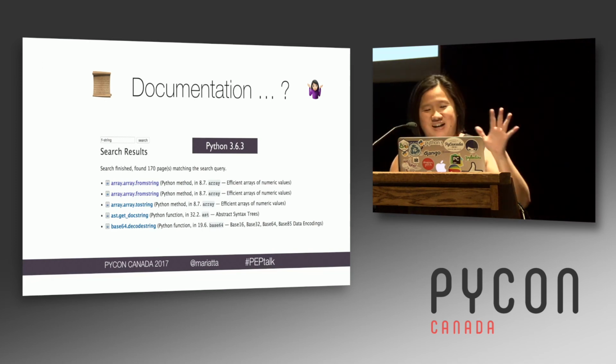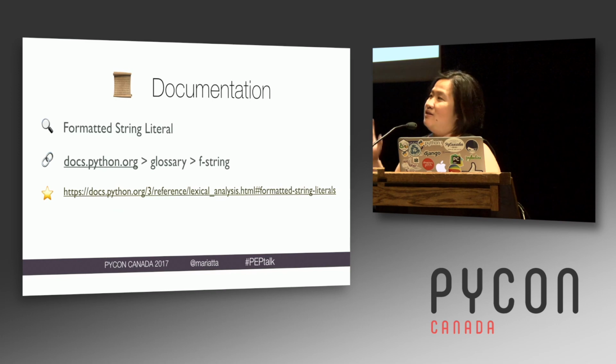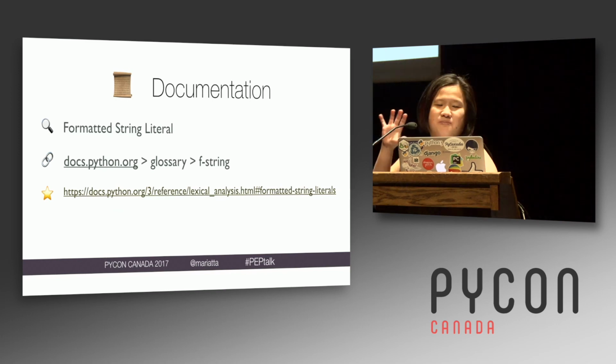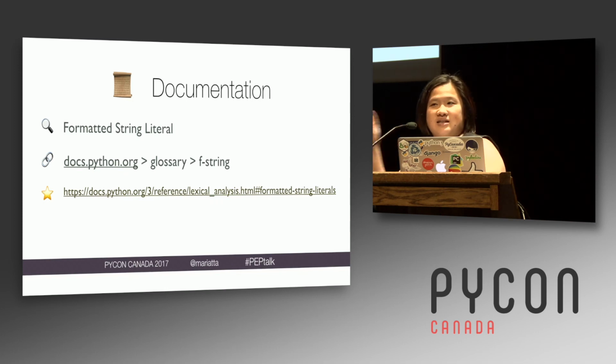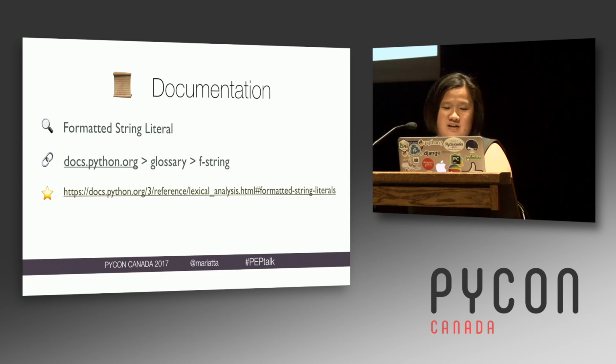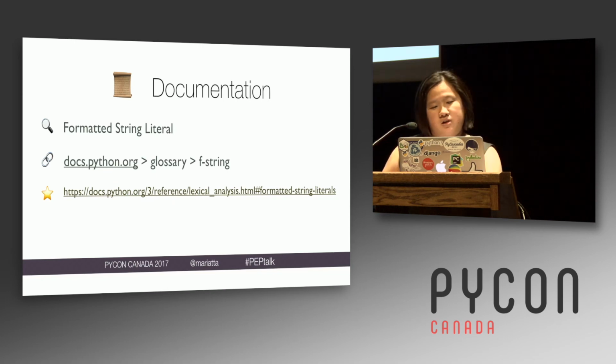So here's how you find it. The keyword you need to look for is formatted string literal. That's the title of where f-string documentation resides. So it's not under f-string. Or you can go to the docs and you can go to the glossary section. There is an entry for f-string that describes what f-string is. There's a link to the documentation from there. Or if you want to bookmark this link, it'll work until we have Python 4, I guess.